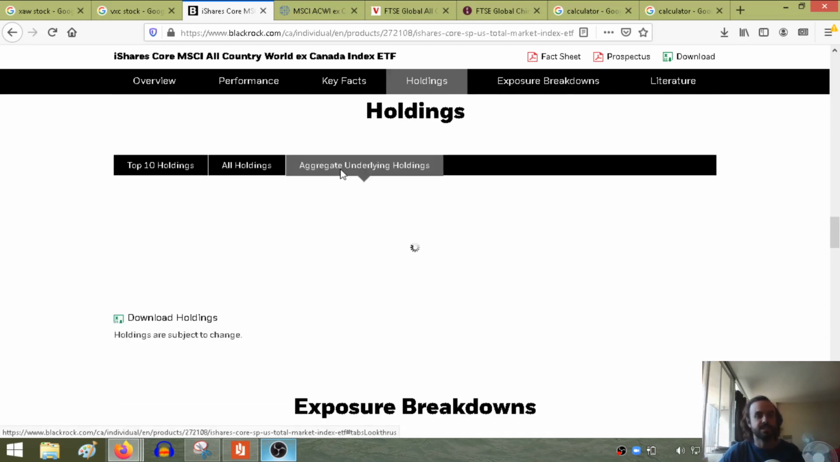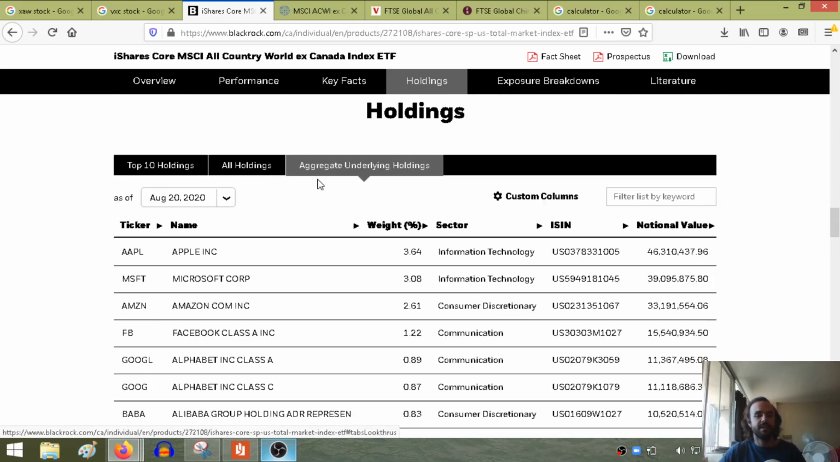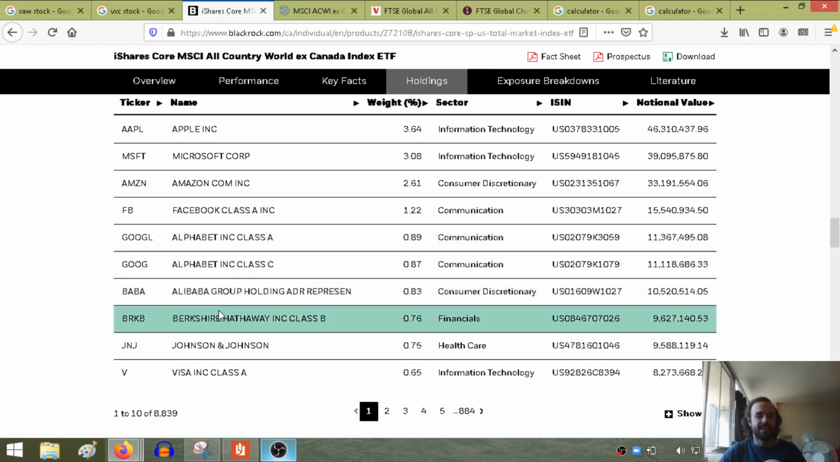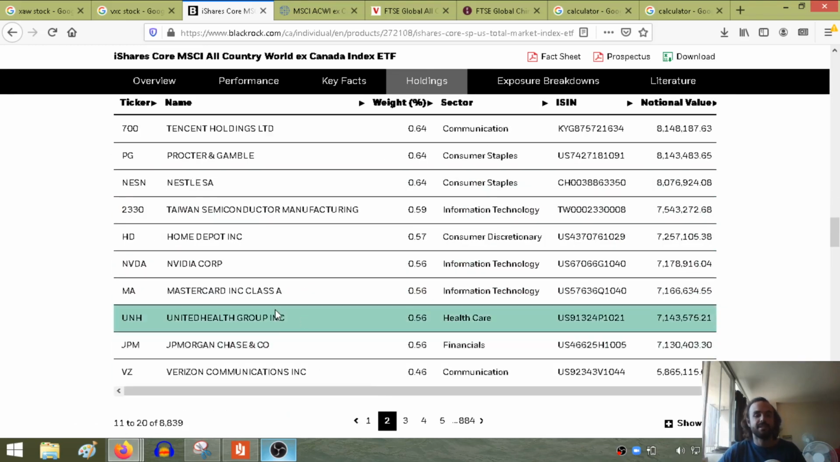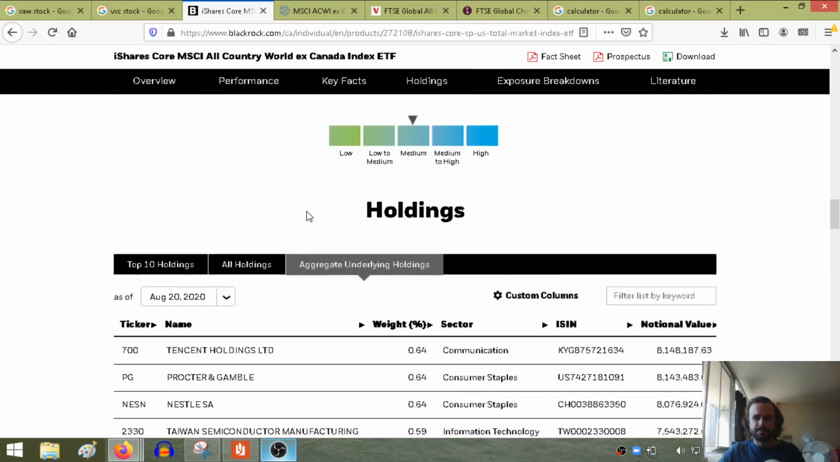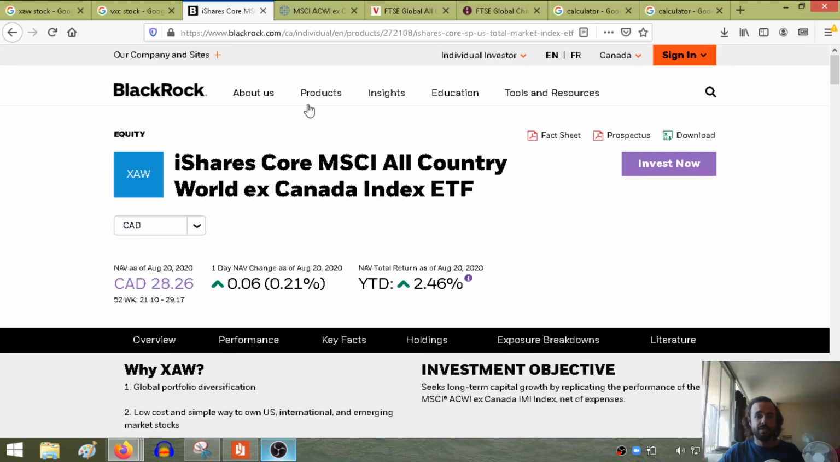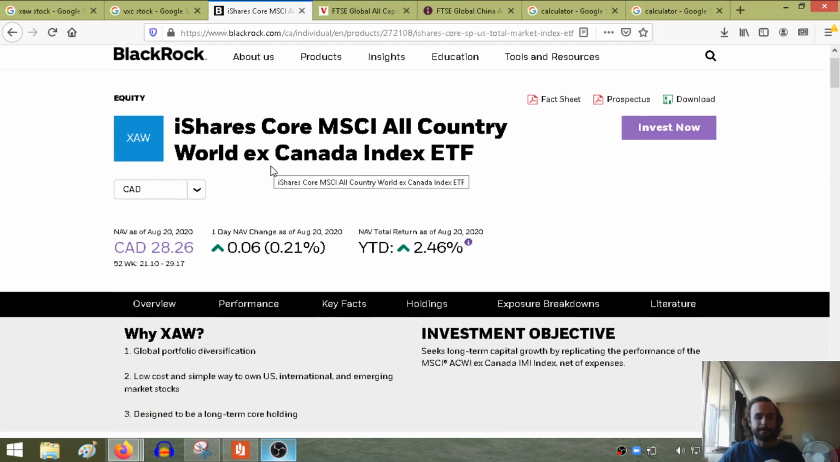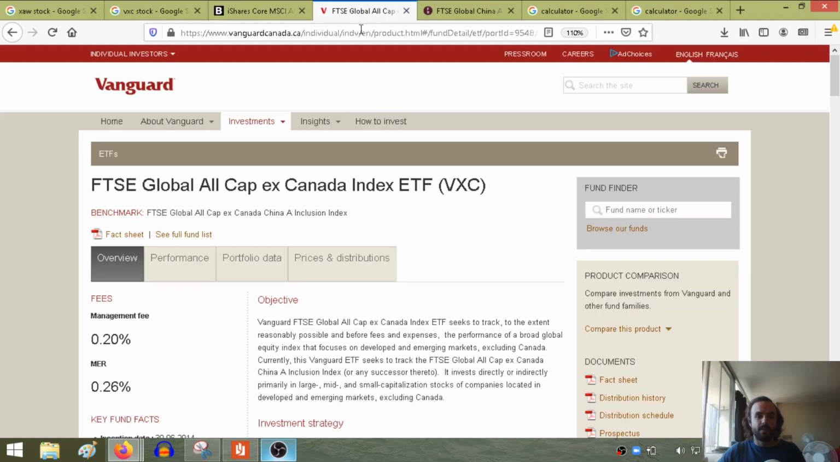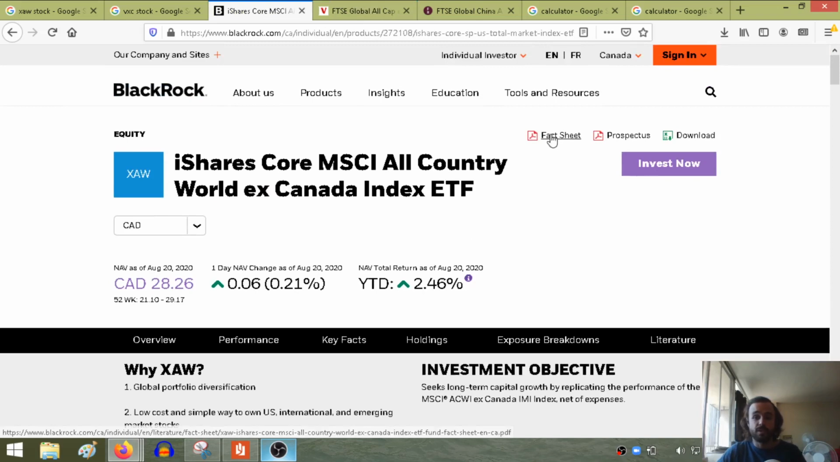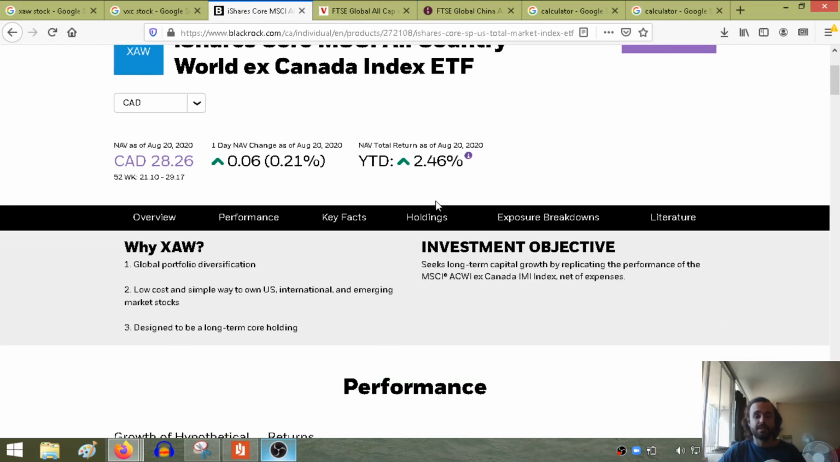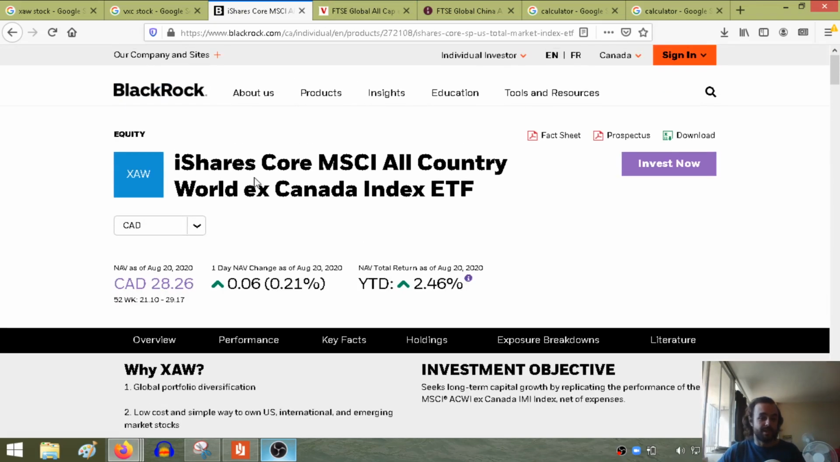And if we just look at all the holdings, well, that's the same thing. Aggregate underlying holdings. So underlying holdings are the companies that are inside. We're going to see a lot of the same ones, mostly U.S. companies, but obviously it does get into some of these other markets. So that is kind of the gist of it for that ETF. We can close that up here, but we will leave this open. We're going to jump over to VXC. Oh, what I just wanted to say is that, of course, you can also check the fact sheet. It's going to give you a lot of the same information, but that is a rundown of XAW.